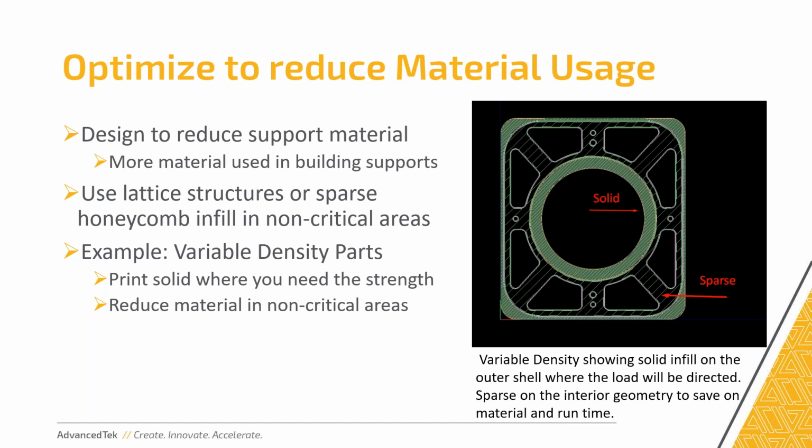This example here on the right, for scale, it's almost 2 feet by 2 feet. We gave it about a 1/4 to 1/2 inch thick wall thickness on the spots that it was going to be taking the force. But all that internal geometry wasn't really going to be taking the load. So we sparsed it out and made a kind of a sparse honeycomb infill there. So we make it solid where we need the strength, and we reduce the material in those non-critical areas.